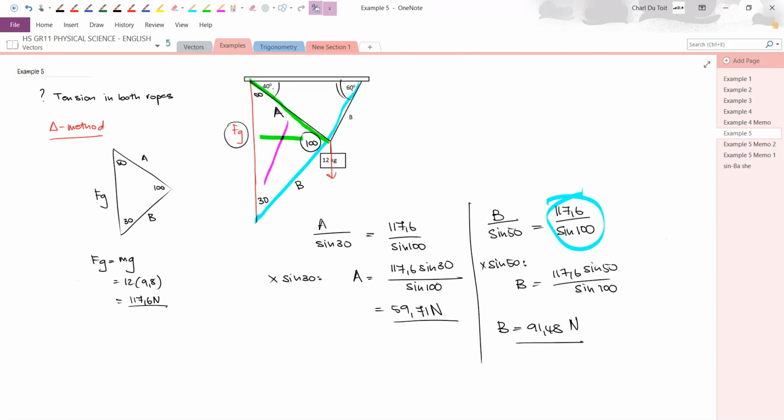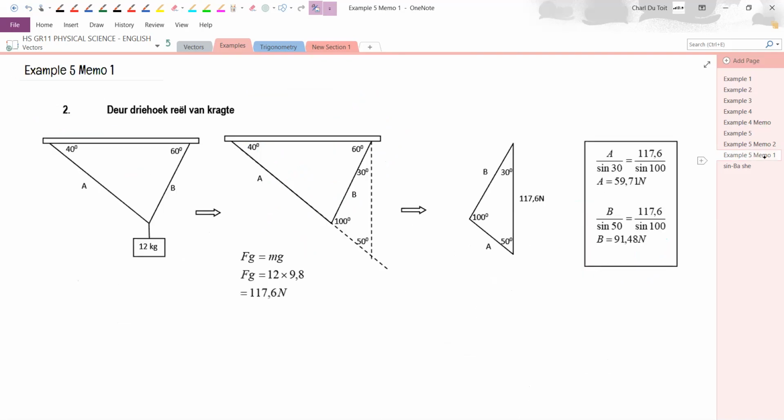Okay. We can't do the other method. We don't have time for that today. But what I'm going to do is allow you to just photograph this. This is method 1, the triangle method. Just take a shot of that.